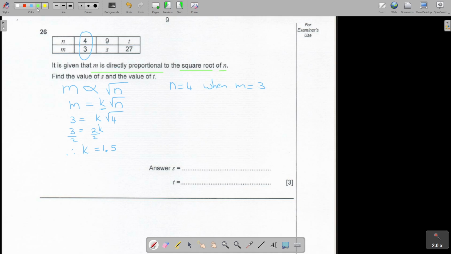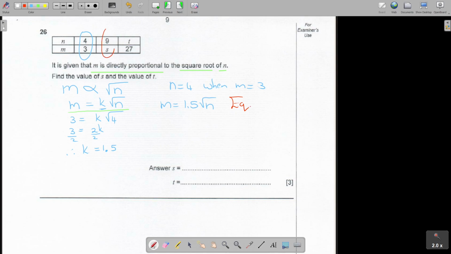So my formula becomes, and I'm going to substitute it in there. I have m equals 1.5 square root n. That is my equation. Now, in usual questions, they would have said find the equation, but not here. You still have to find it, so that you can find the other values.